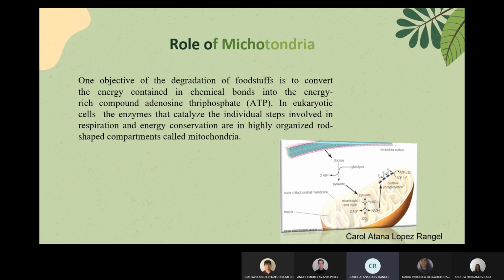Role of mitochondria. One objective of the degradation of foodstuff is to convert the energy contained in the chemical bonds into the energy-rich compound adenosine triphosphate, ATP. In eukaryotic cells, the enzymes that catalyze the individual steps involved in respiration and energy conservation are in highly organized rod-shaped compartments called mitochondria.